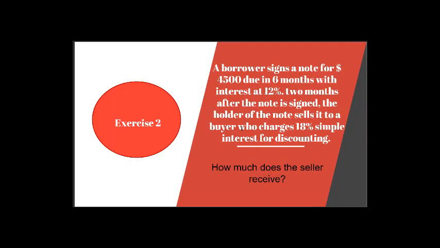Another example. A borrower signs a note for $4,500 due in 6 months with interest at 12%. 2 months after the note is signed, the holder of the note sells it to a buyer who charges 18% simple interest for discounting. How much does the seller receive?